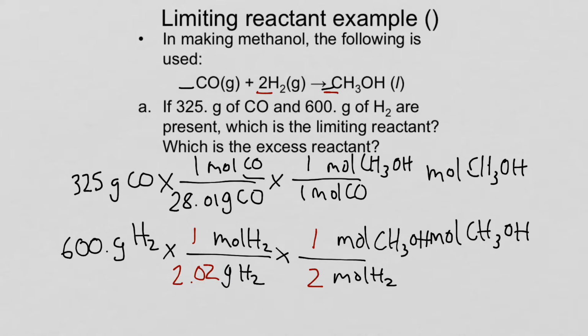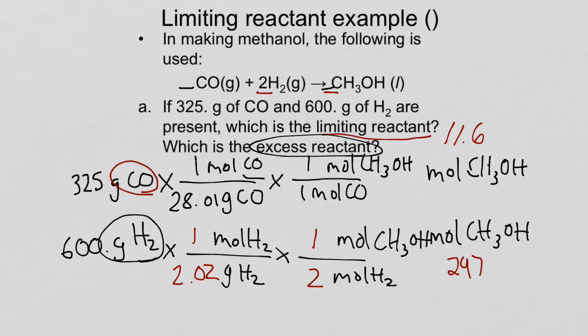So, my moles of methanol from my carbon monoxide would be 11.6 moles, while for my hydrogen, I'd produce 297 moles. So think about it. Which one limits your amount of product? Hopefully you identified carbon monoxide as our limiting reactant, which means our excess reactant is hydrogen. Now that we know that carbon monoxide is my limiting reactant, that's the value, the initial beginning of what I'm going to use to go forward.